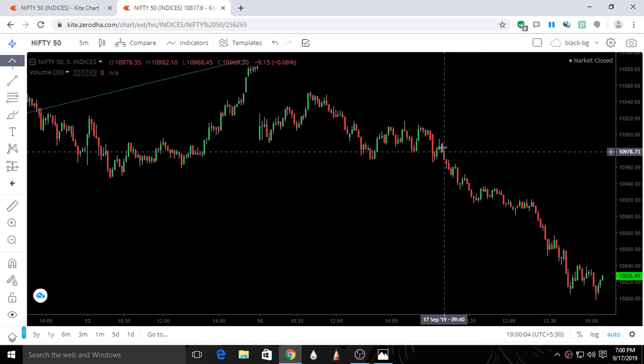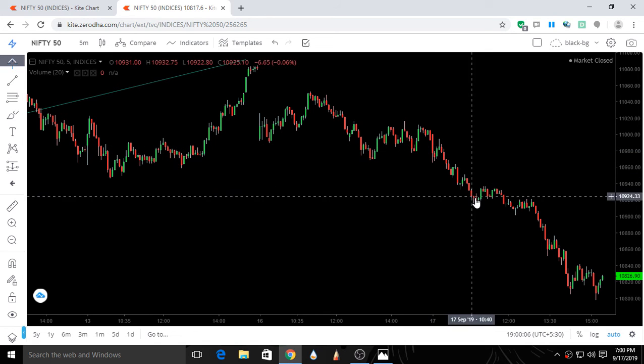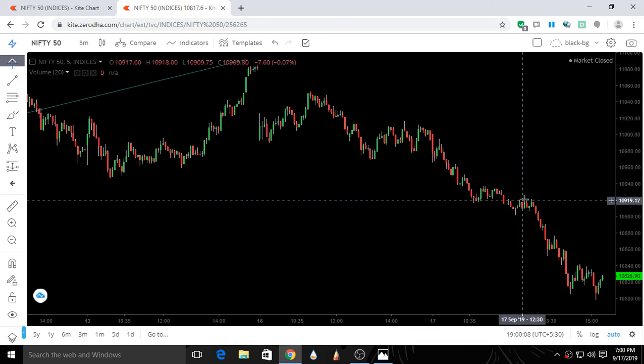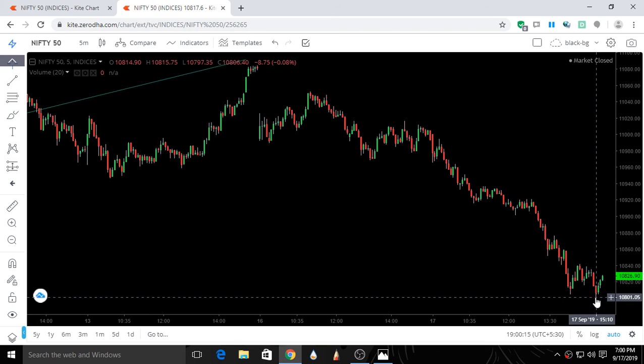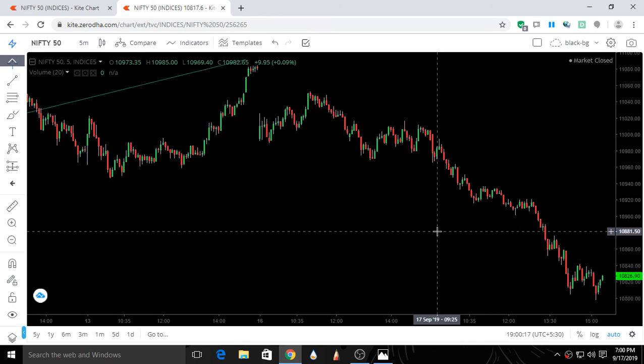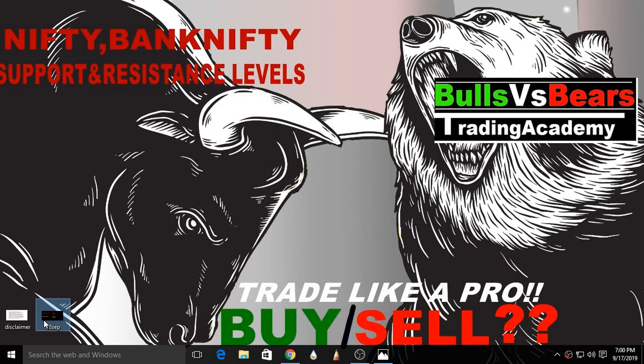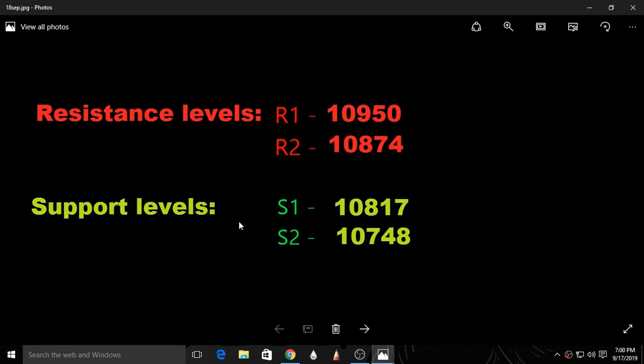See, today is the opening day where it was simply falling. Every pullback is sold. We fell till 10,798. So let's see what Nifty does tomorrow. The levels which I have for tomorrow, that is 18th September, are 10,950, 10,874, 10,817, 10,748.